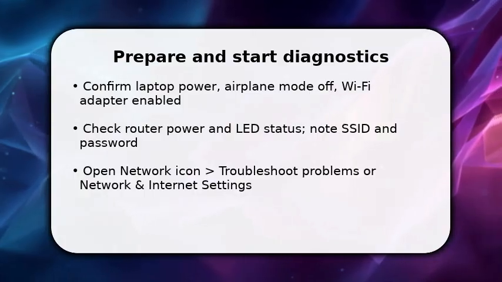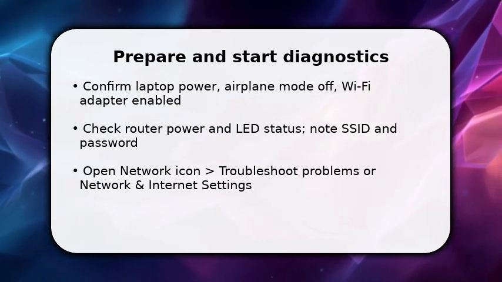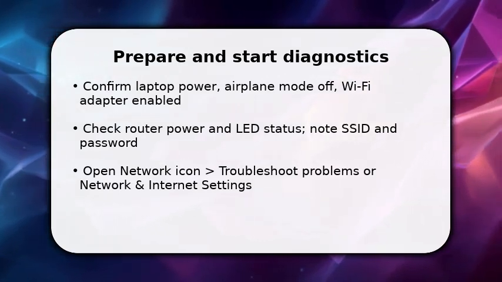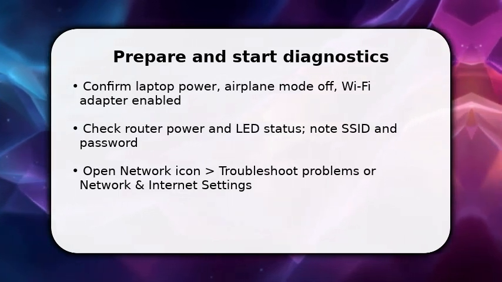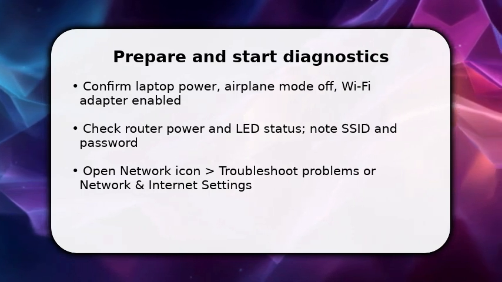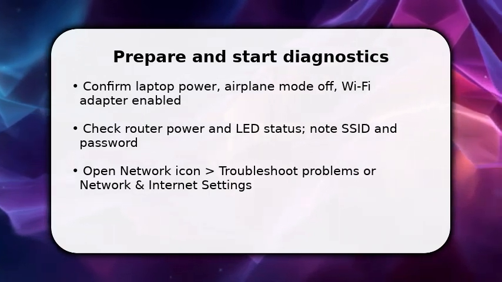You'll begin by verifying essentials. Make sure your laptop is powered, airplane mode is off, and the Wi-Fi adapter is enabled in settings. Next, inspect the router lights and confirm the SSID and password so you can reconnect if needed.